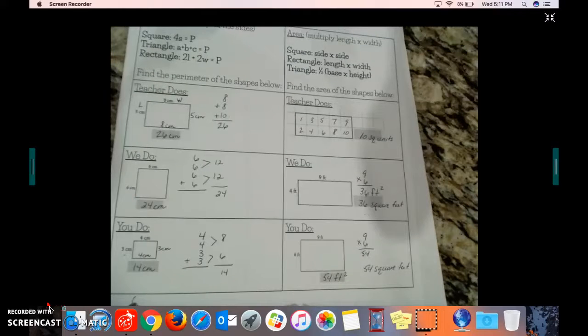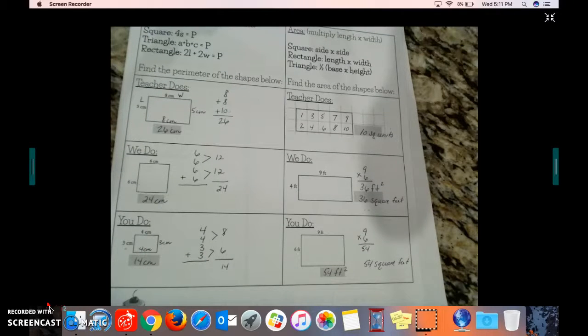Okay? After you've completed this, you're going to move on to Math Google Classroom where there is a game that is specific to perimeter and area.